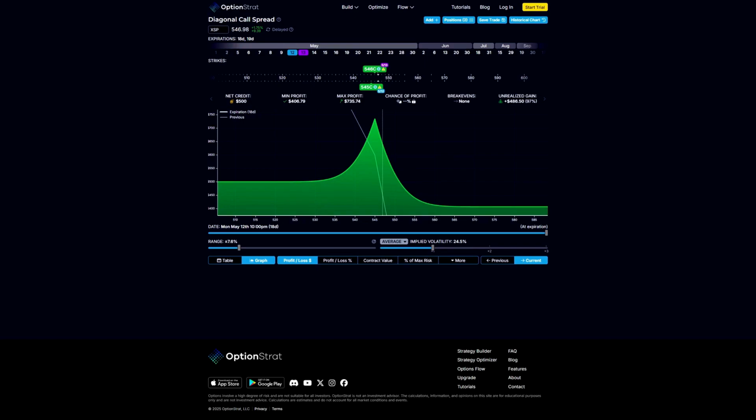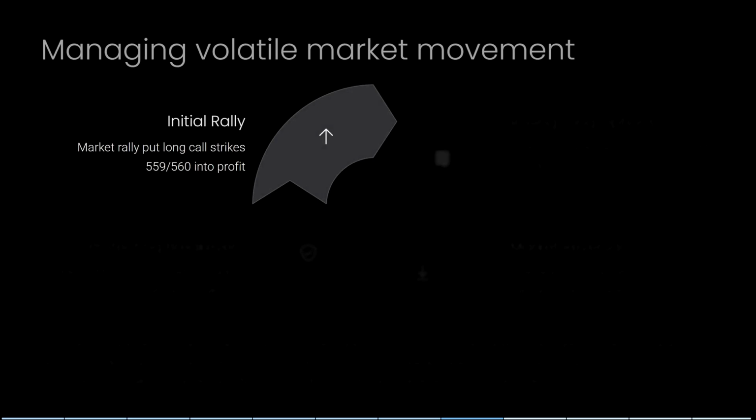Now, with this information you have, you can understand the next move I have made in this trade. Let me switch back to the trade. The market was really rallying and has put the long call strikes 559 and 560 into profit. The rules of the trade also state if the longs are in profit, it's advisable to roll them for credit to keep their profit.